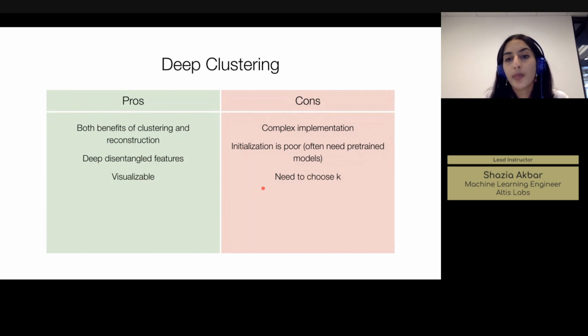Now, all of that comes at a price, obviously. We're increasing the complexity of the algorithm significantly. And as a result, we may need to train it for longer. We may need a little bit more data, even if it is unlabeled data. The initialization is very poor, and the authors of VaDE also mention this in their paper themselves. So often we do need pre-trained networks. And furthermore, we need to choose K, so how many clusters we need. And whilst I did mention one non-parametric technique, there's not a lot out there. So for the majority of the techniques which are widely used, we need to choose that particular parameter.